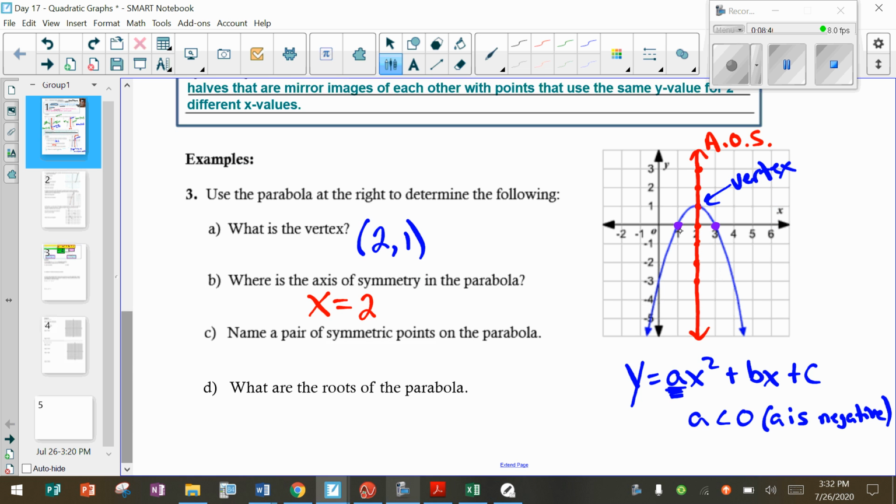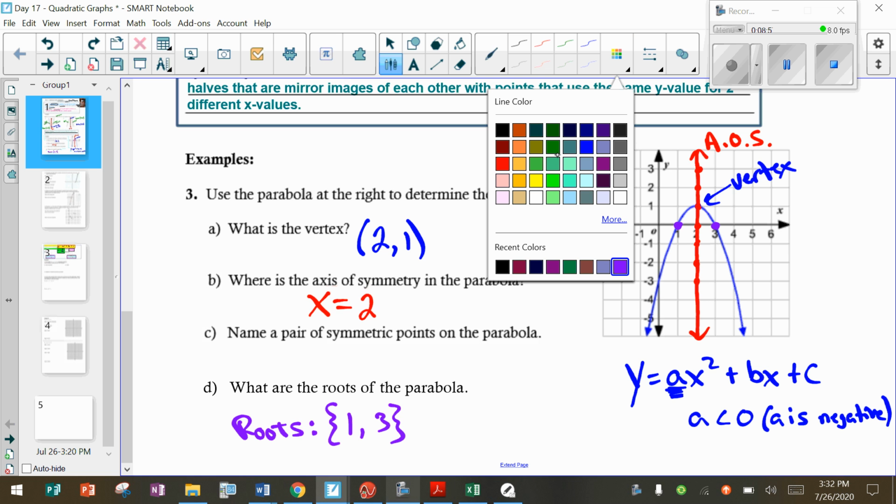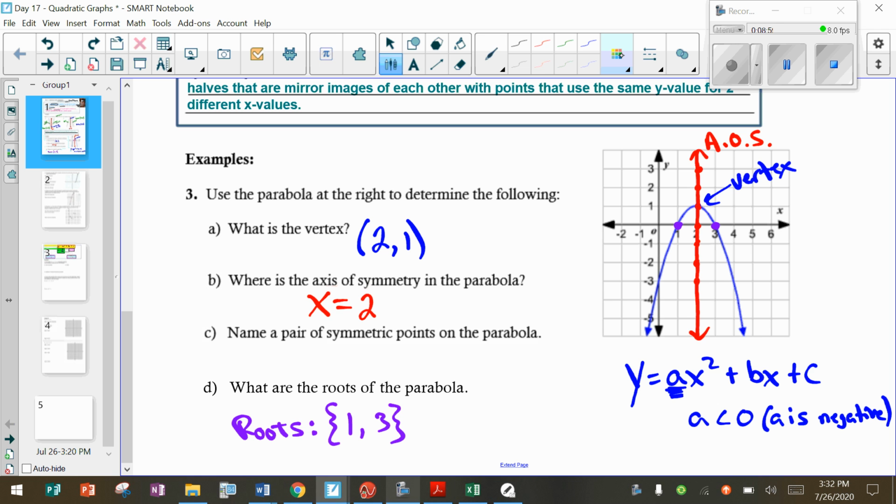But since we identified the roots already, we can answer part D. The roots are at the x value of 1 and the x value of 3, and those are also a pair of symmetric points. They are both the same distance from the axis of symmetry, one on the left, one on the right. Another pair of symmetric points, 0, -3, and 4, -3. They use the same y value, but different x values.